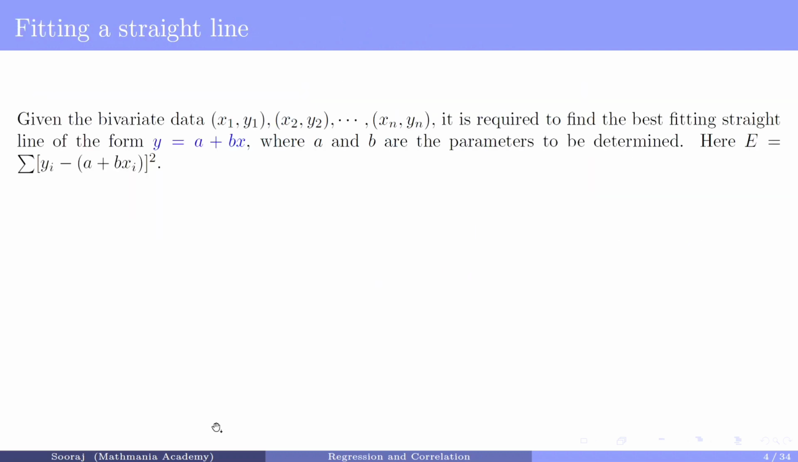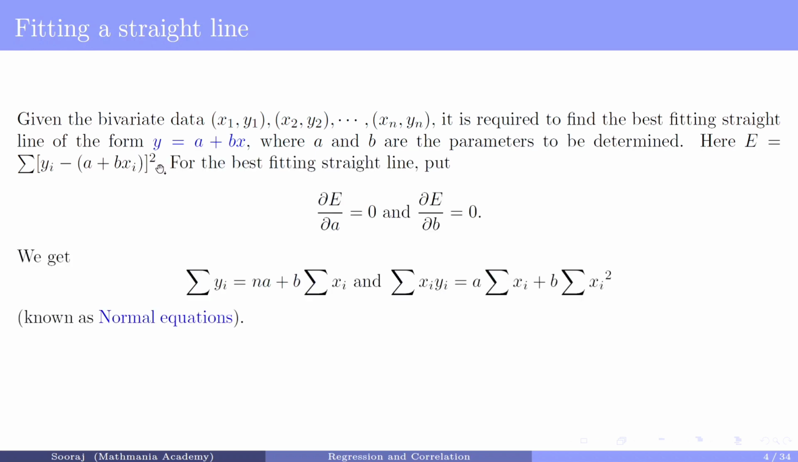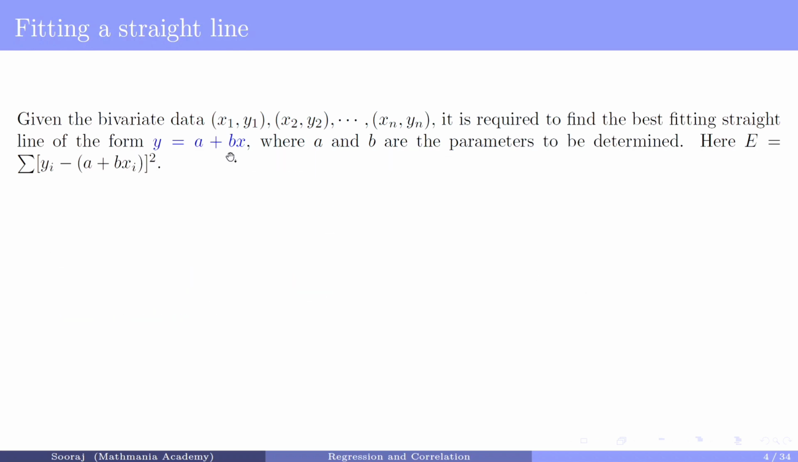Now let us see the ideology of fitting a straight line. As I said, when we go for simple linear regression, we have y equals a plus bx, where a and b are the parameters which are to be determined. In this case, the error is defined as the sum of yi minus (a plus bxi), the whole squared. This is the individual term. Now, as said, we will have to differentiate this error term partially with respect to a and b and equate them to 0.